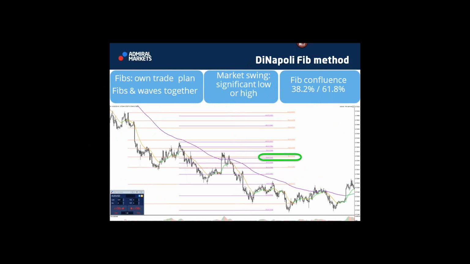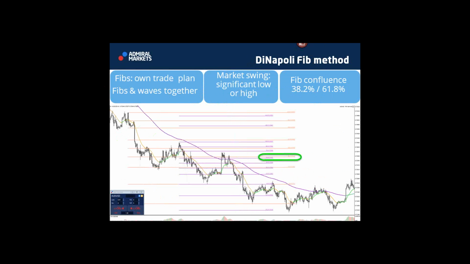And this is the first strategy I wanted to talk about in this webinar. Now, DiNapoli said that you can use fibs with waves, but you don't have to. In fact, he did not tie fibs and waves together. If you do have knowledge of Elliott wave analysis, then using fibs will probably be more natural for you, easier to implement. If you don't have any experience with waves, then you can still use fibs. That's what he was explaining in his book.